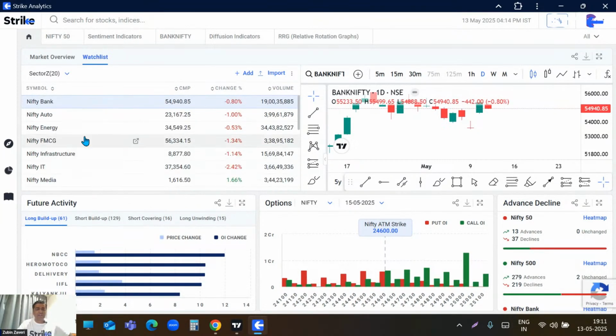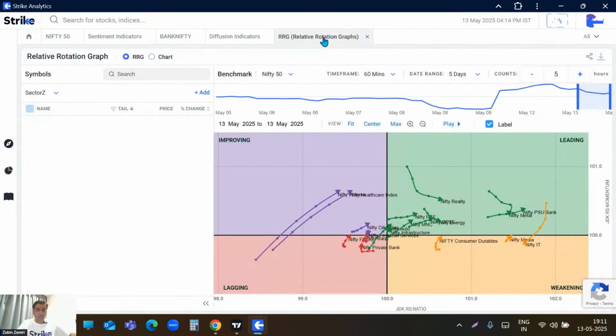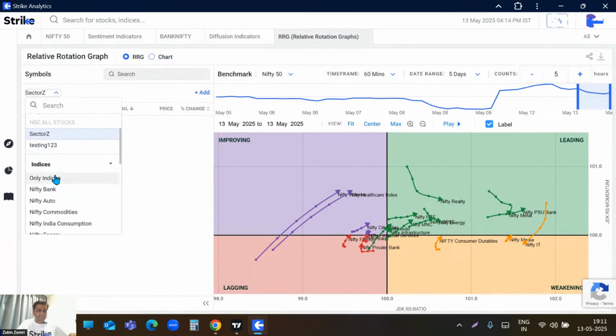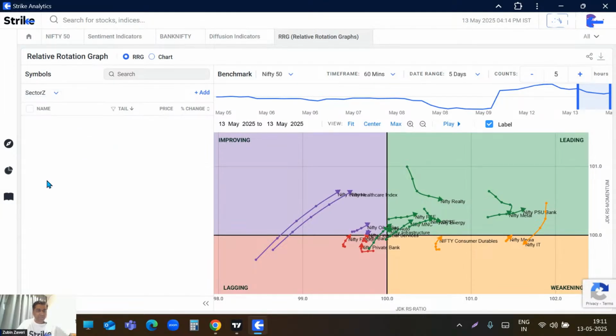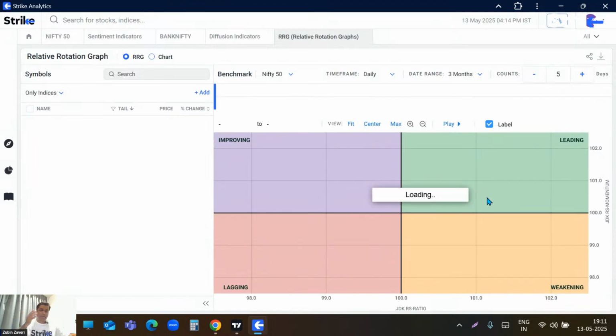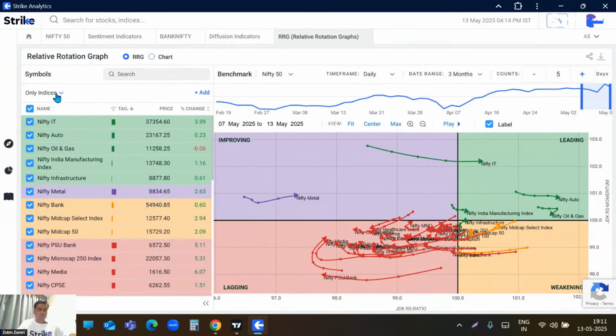And after I have created this watch list, we can come to RRG. Over here, by default, only indices will be selected. But I select the sector one, which I have preferred. And once you do that, the mid cap 250, mid cap 100, all those things will just wipe off. So this is what only indices there are.